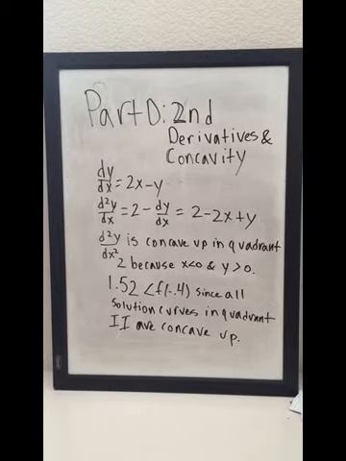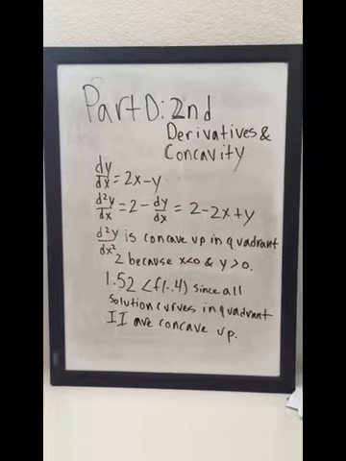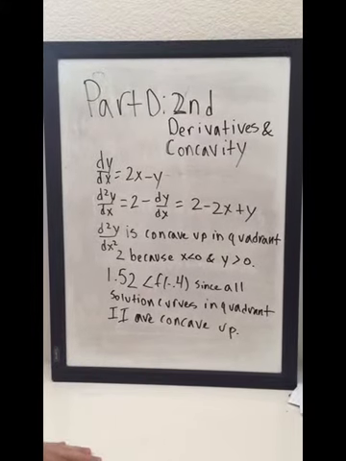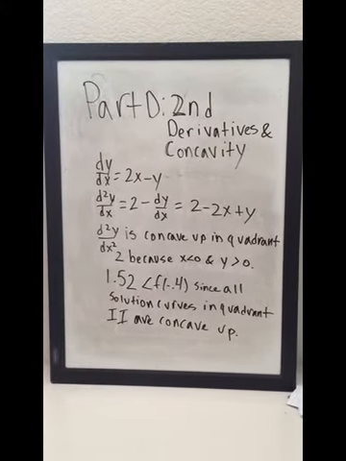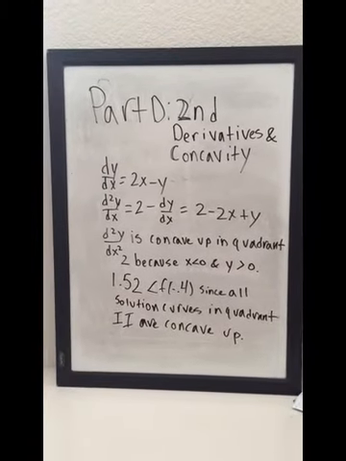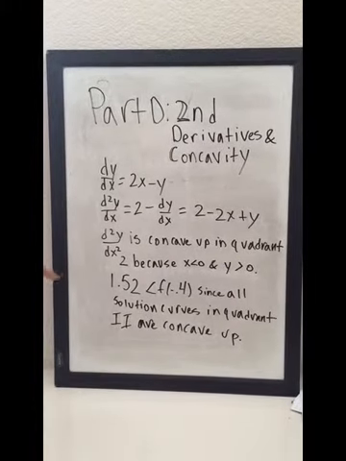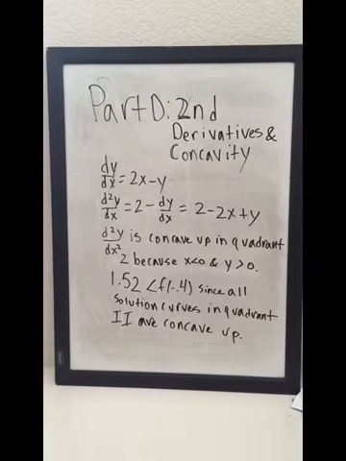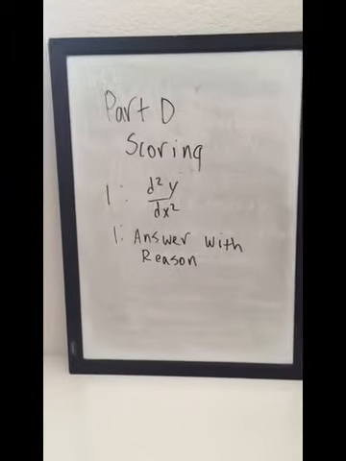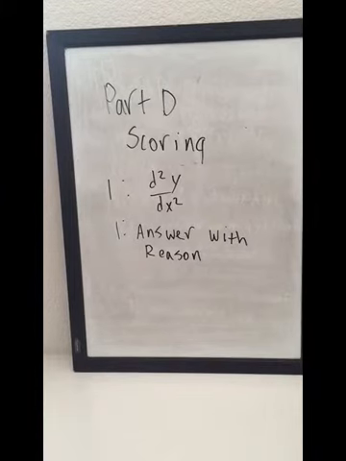which is 2 minus 2x plus y. So the second derivative is positive in quadrant 2 because all the points in quadrant 2 have x coordinates less than 0 and y coordinates greater than 0. And the concavity is positive and concave up. So 1.52 is an underapproximation of f of negative 0.4 since all solution curves in quadrant 2 are concave up. Alright, so the way this scored part D was you got 1 point for finding the second derivative and 1 point for the answer with reason.